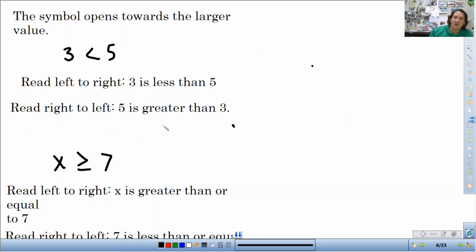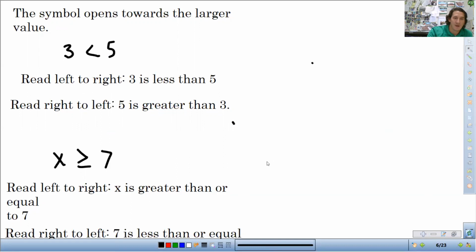So you can actually read this two different ways. Reading it from left to right, this could say 3 is less than 5, or reading it from right to left, it could say 5 is greater than 3. All you need to know is that this is telling us that 5 is the bigger value.